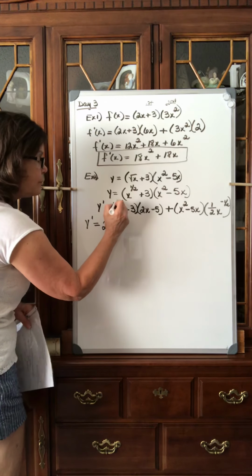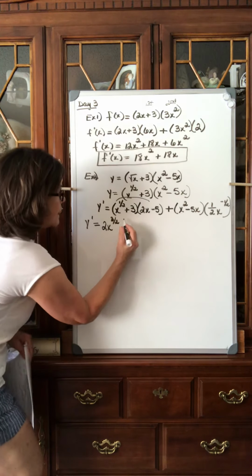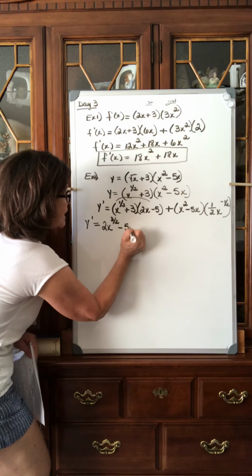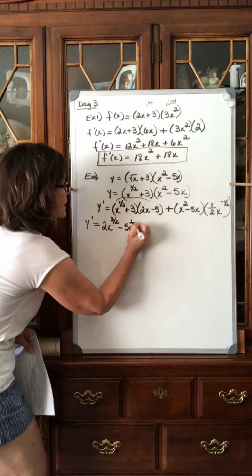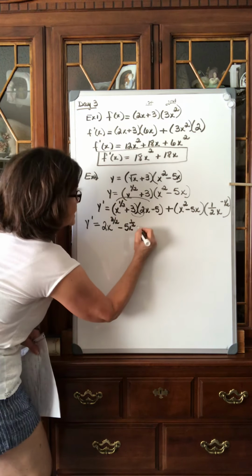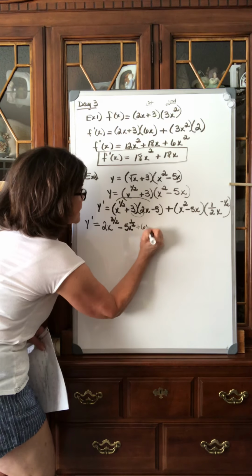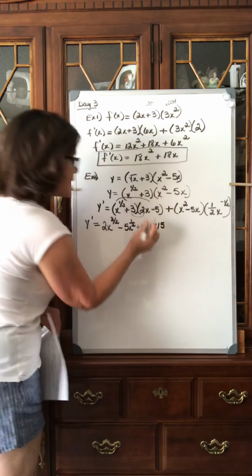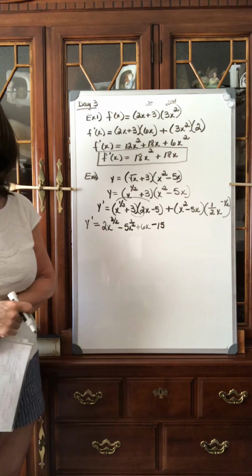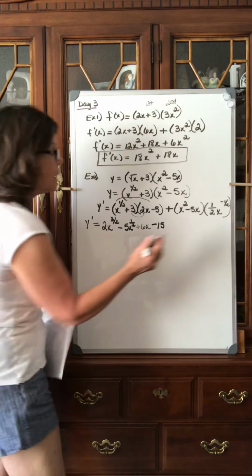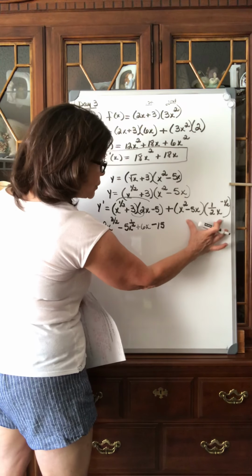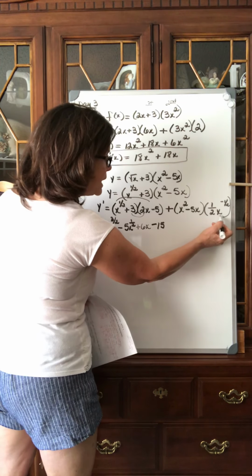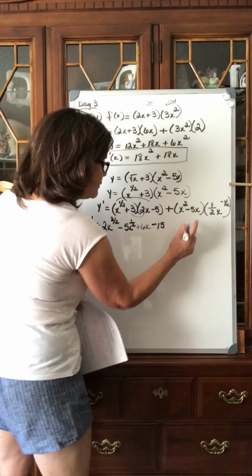Then your outside with FOIL will be negative 5x raised to the 1/2. Your inside with FOIL is going to be plus 6x. And then last times last is negative 15. So that's multiplying those two binomials together using FOIL. Now I'm going to multiply these two things together. I have to distribute 1/2 x to the negative 1/2 to both of these.